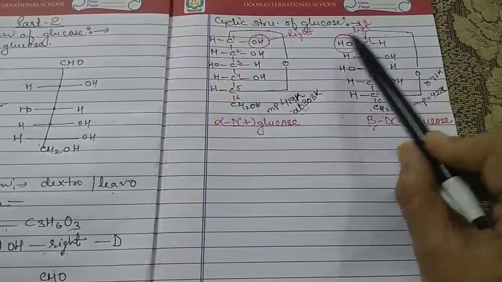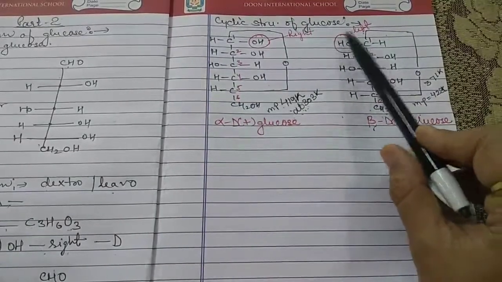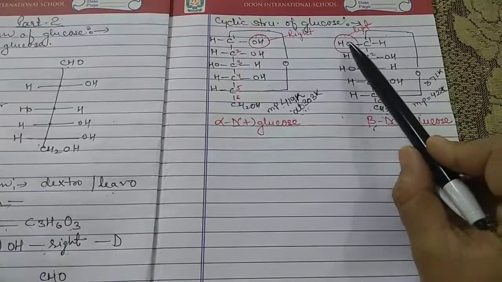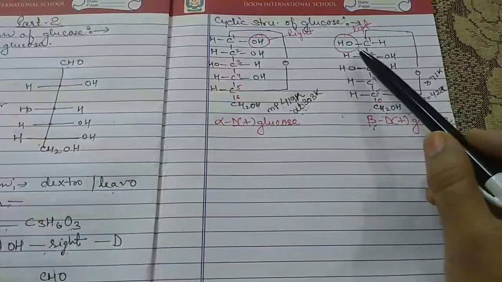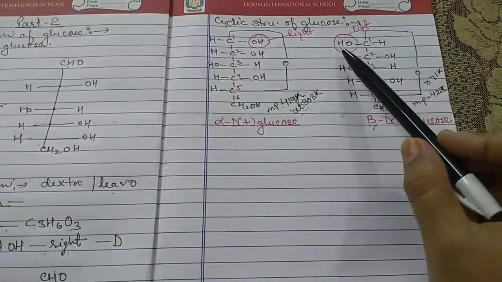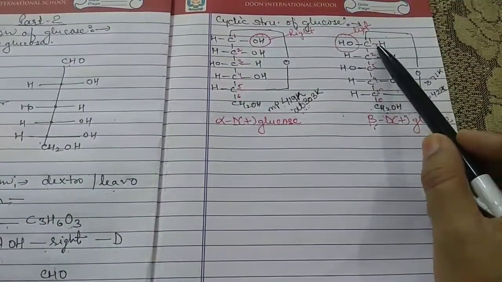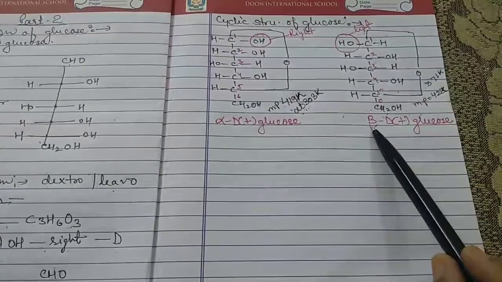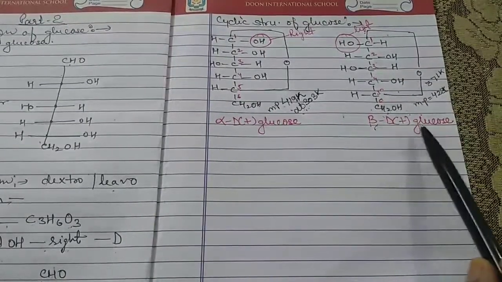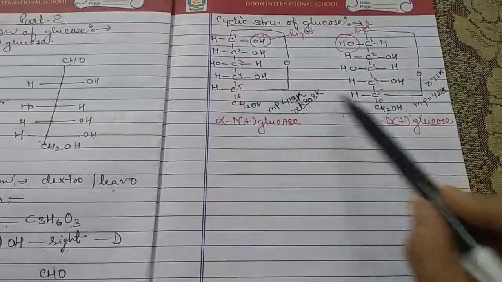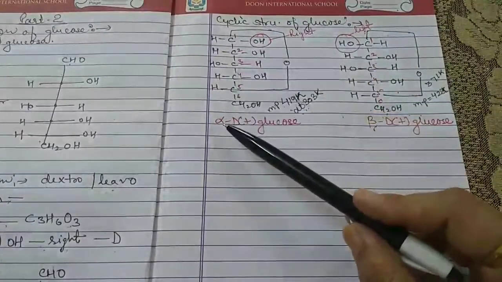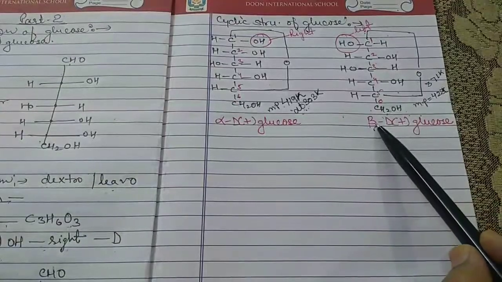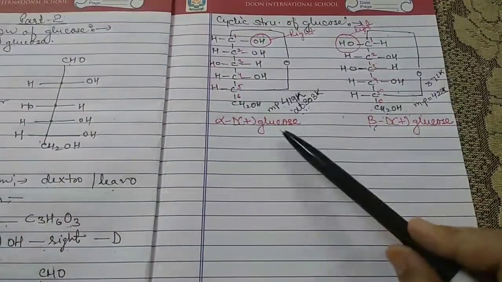The difference arises only because of the arrangement of the OH group around the C1 carbon atom in both cases. If the OH group is present on the left-hand side of the C1 carbon atom, it is termed beta glucose. So this is the structural difference between the alpha and the beta isomer of glucose.